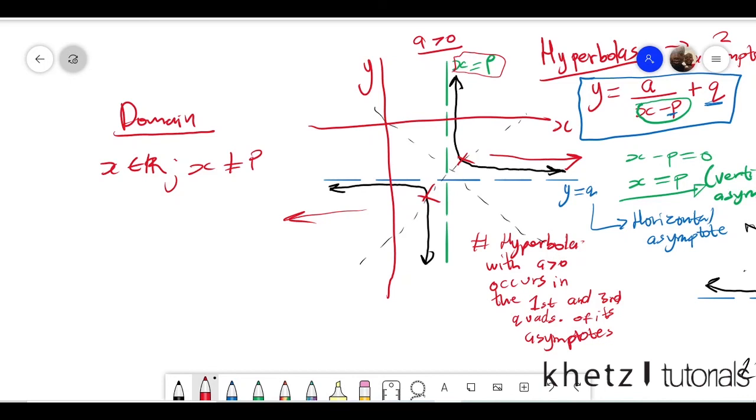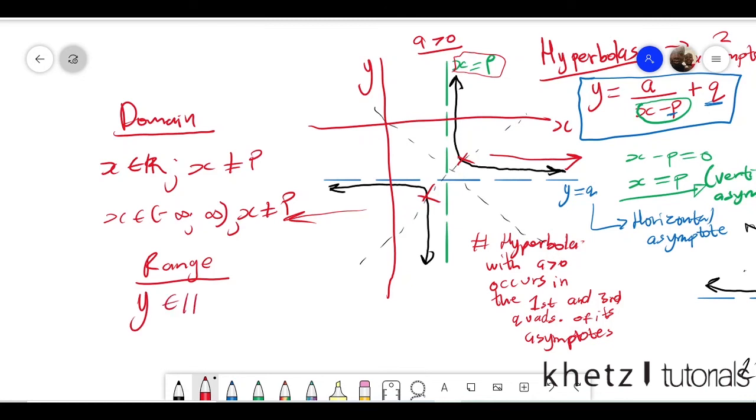This can also be denoted as x, and you have your round bracket from negative infinity to positive infinity, and x not equals to p. So these are the two ways which you can actually describe your domain. And moving on to the range, the same thing basically applies, but we're now dealing with the y values.